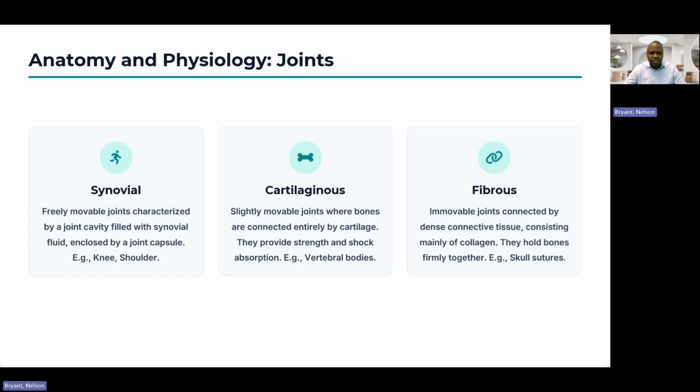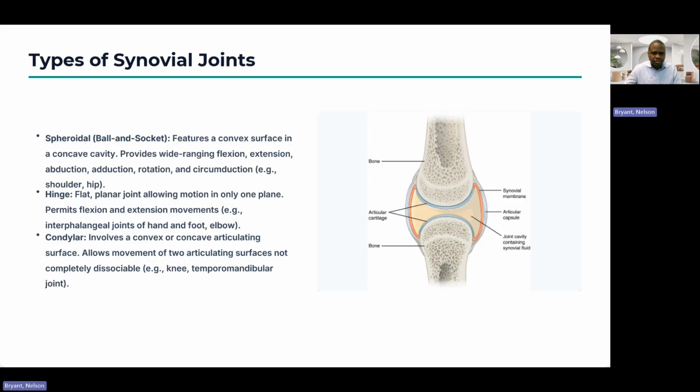So let's begin by reviewing the fundamental anatomy of joints. There are three classifications: synovial joints, which allow free movements, and then cartilaginous joints that offer slight movement, and then fibrous joints, which are most commonly immovable. So it's very important to understand these key aspects of the joints to perform an accurate assessment.